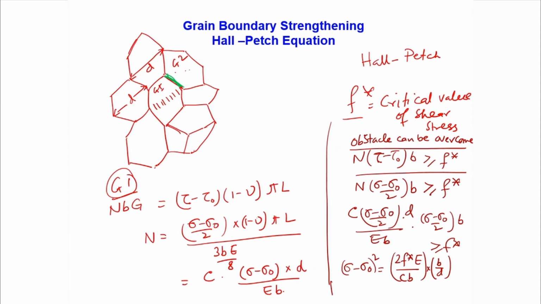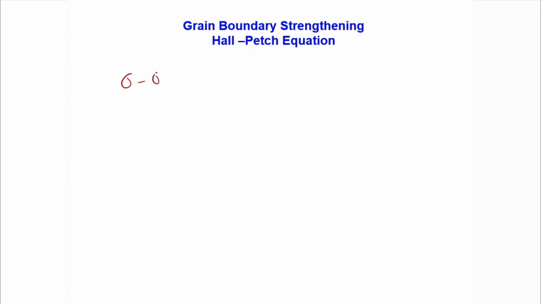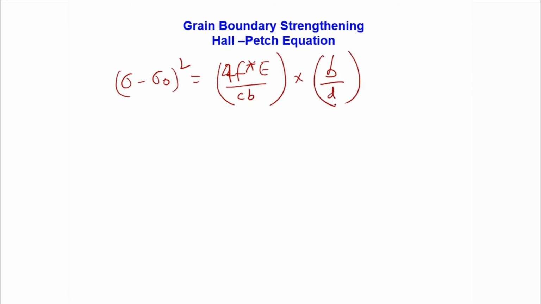So sigma minus sigma 0, sigma minus sigma 0, these two become square, and this will be 4, 2 into 2 becomes 4, and F star is remaining F star. Remember, this is the limit, that is why you put the equality sign. So, we can take it down to the other slide. Let me write down: sigma minus sigma 0 is equal to twice F star, and this is square actually, 4 F star multiplied by F star E multiplied by C B into B by D. That's what you can write down.